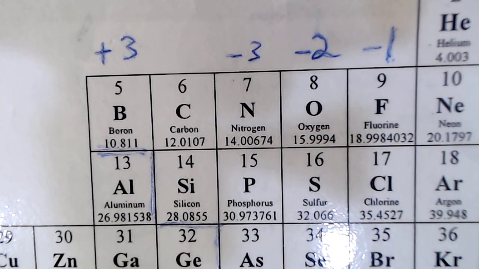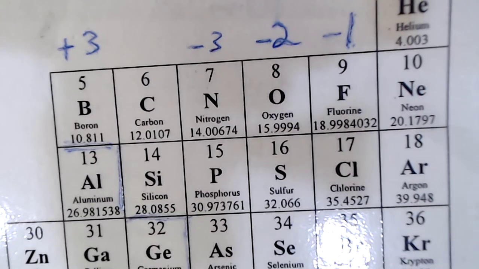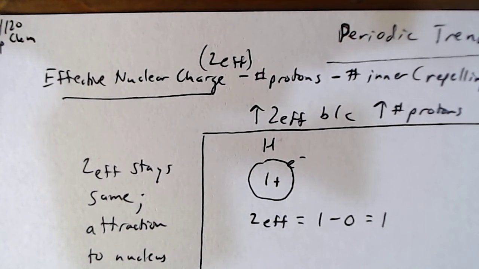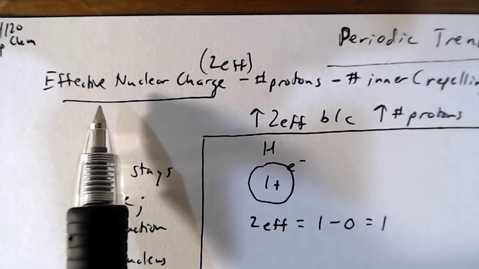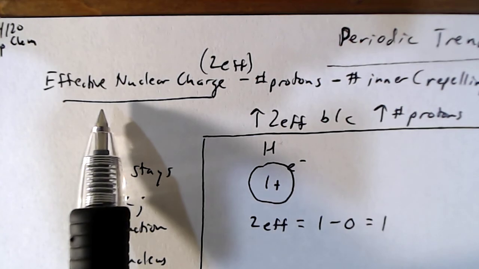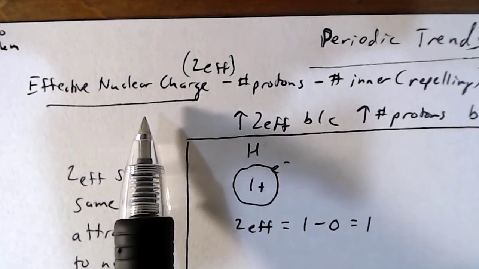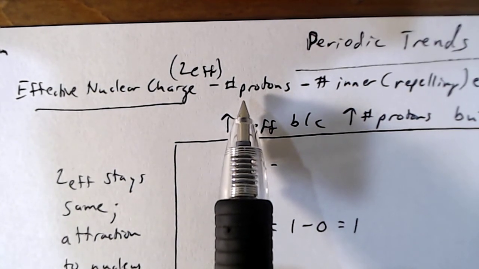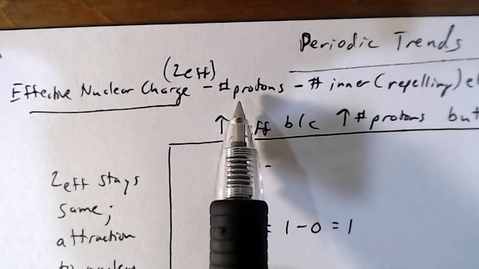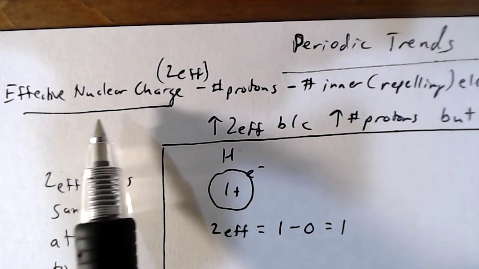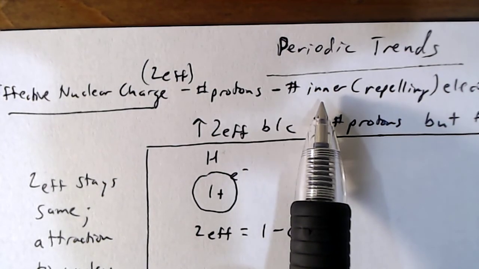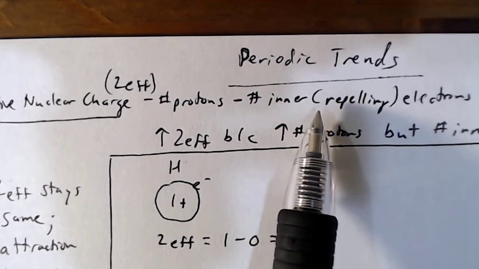These are due to changes in the effective nuclear charge for an outer electron to the nucleus, as well as changes in the distance of outer electrons to the nuclei. So effective nuclear charge is kind of a simplification of nuclear charge, right? Nuclear charge is just the number of protons, the charge of the nucleus. Actually, more complex is effective nuclear charge. That is the number of protons in the nucleus, but then subtracting the number of inner or repelling electrons.